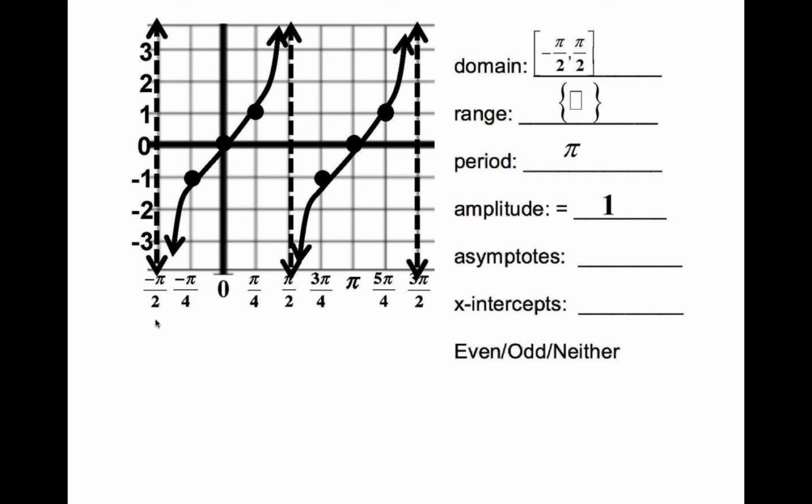Your asymptotes are at negative pi over 2 and positive pi over 2. So it's this equation. Notice your x-intercept is at 0, 0. And then this graph rotates around the origin 180. So it makes it odd.